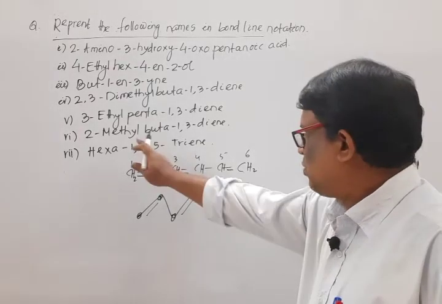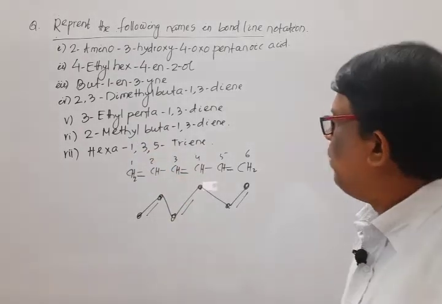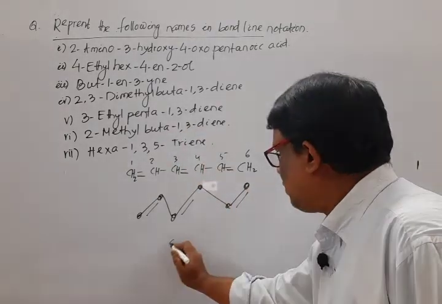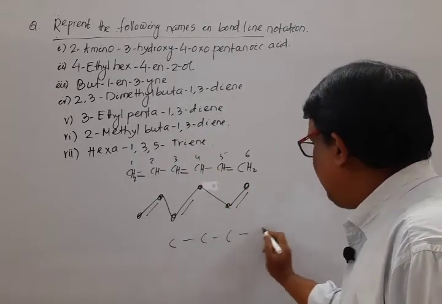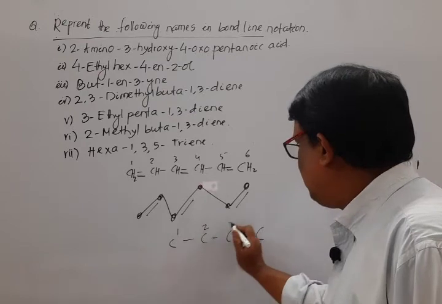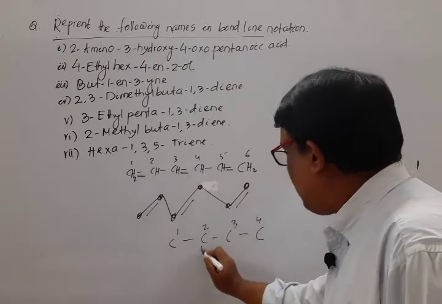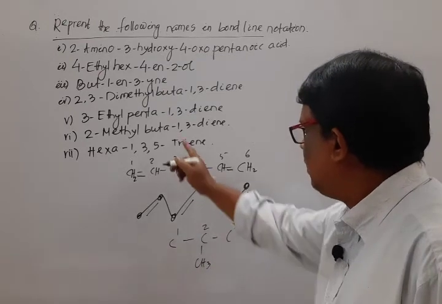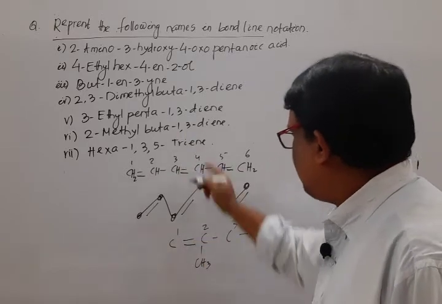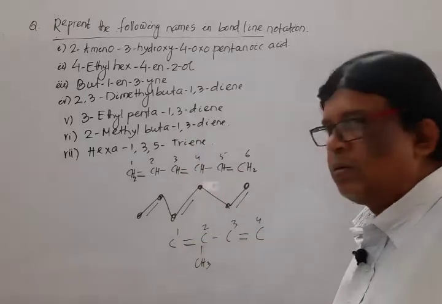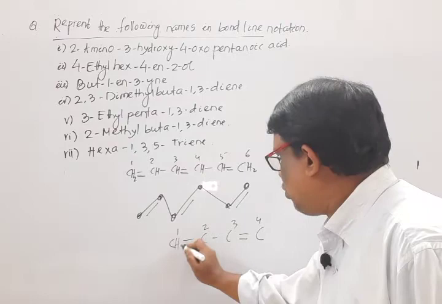Okay. Next one is, mark that, 2-methyl buta. Buta means 1, 2, 3, 4. 2-methyl means at position 2 there is a CH3. There is a double bond at position 1 and a double bond at position 3. Okay. Now satisfy tetra covalency.